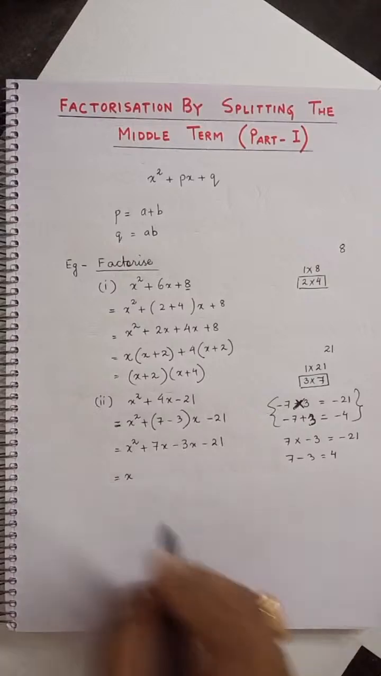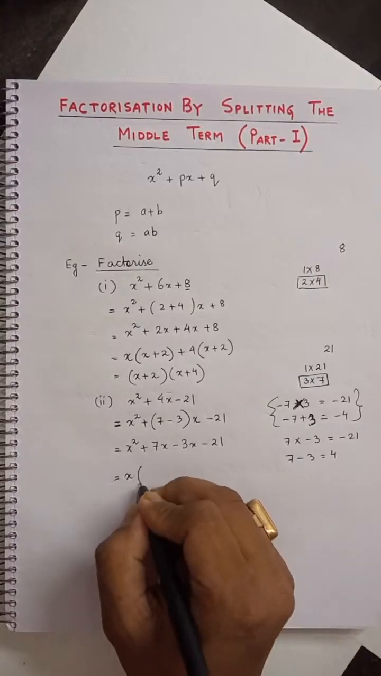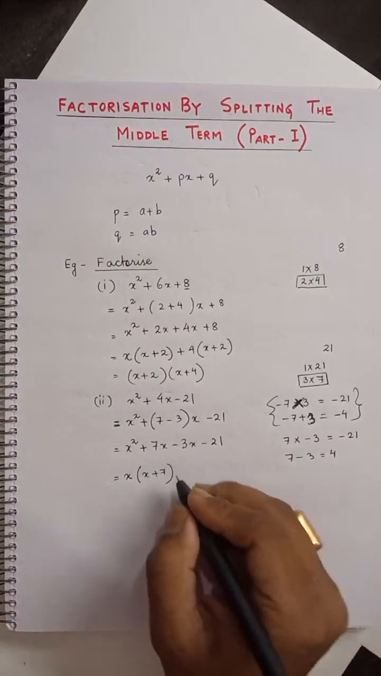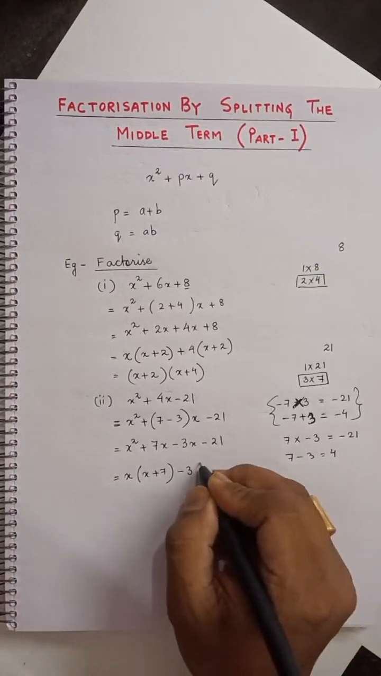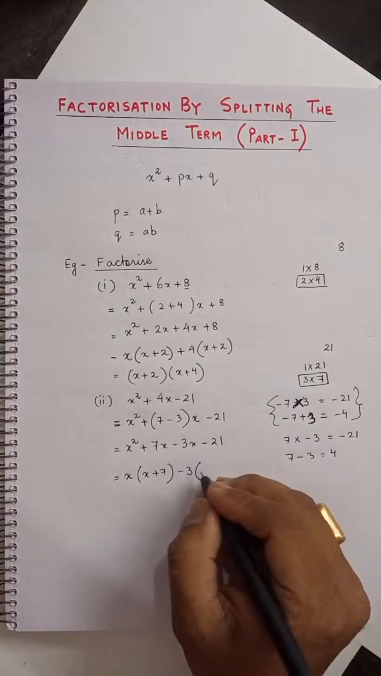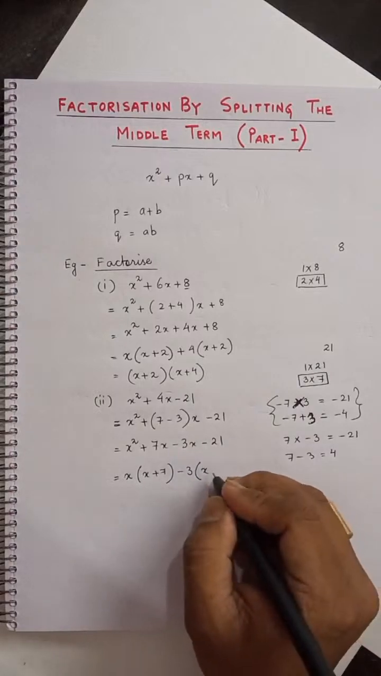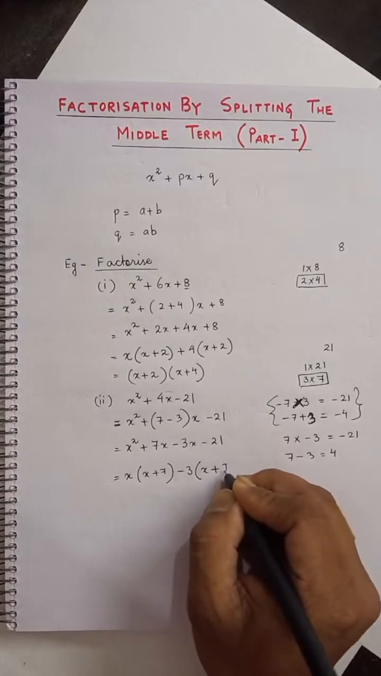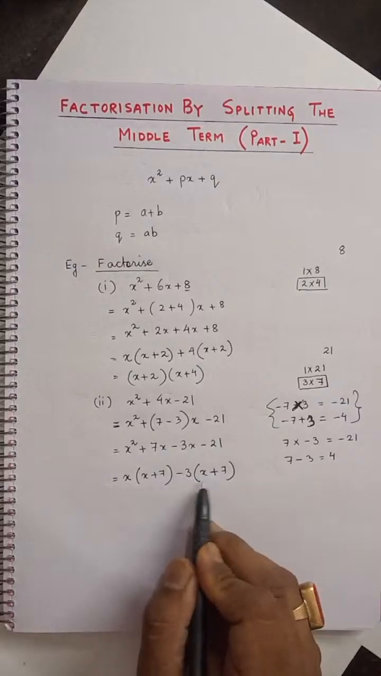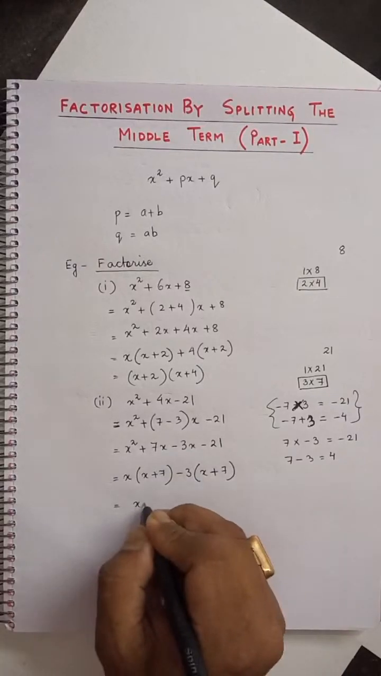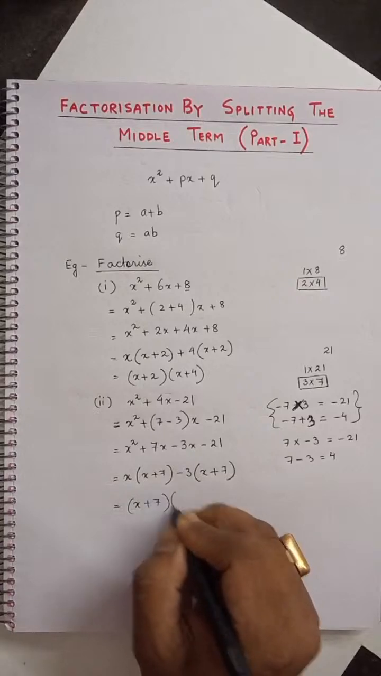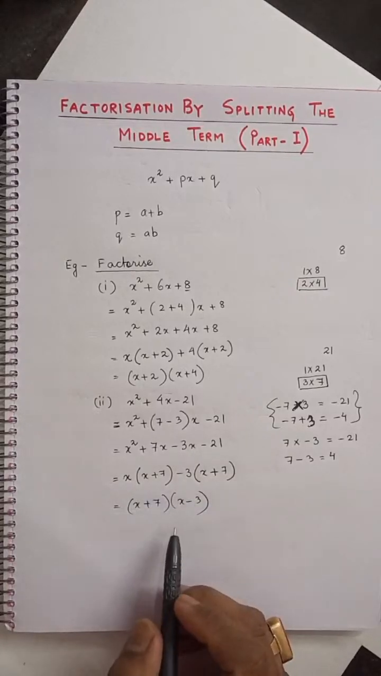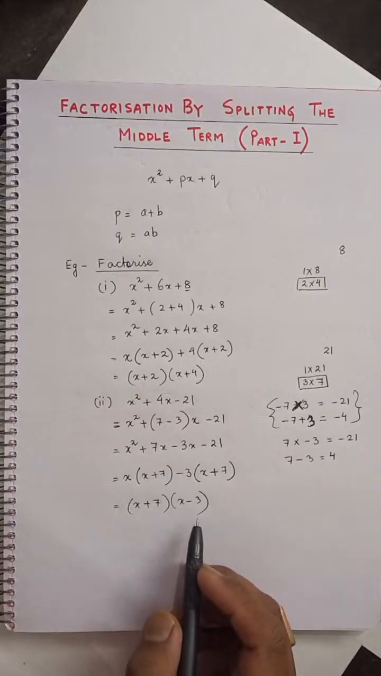So x from these first two terms, we will be left with x plus 7, and here both the terms are negative, so we will take minus 3 as common, and the terms remaining inside the bracket will be x plus 7. So x plus 7 we will take as common factor, and x minus 3. So our answer is x plus 7 and x minus 3.